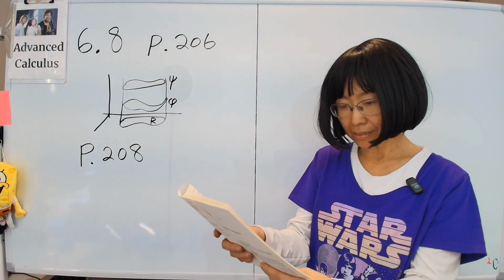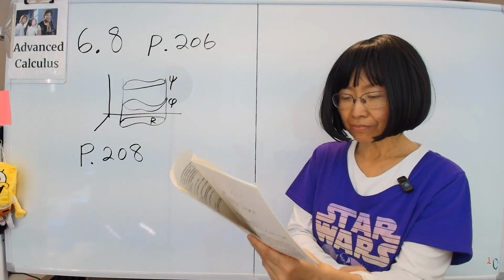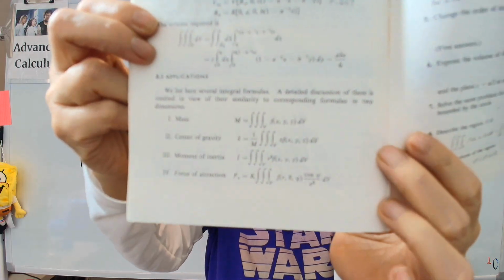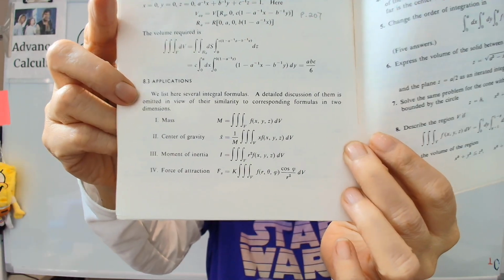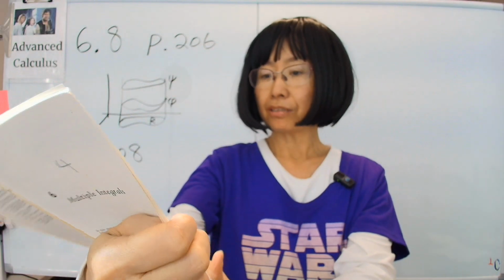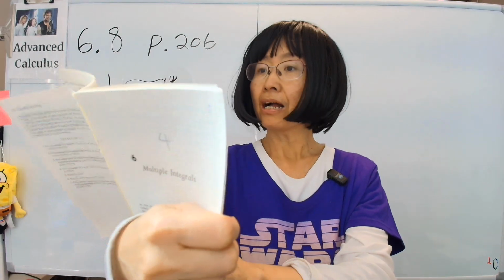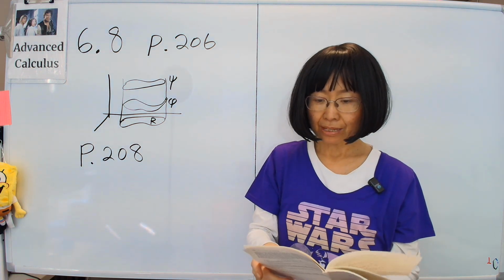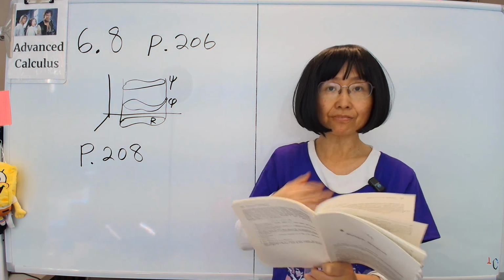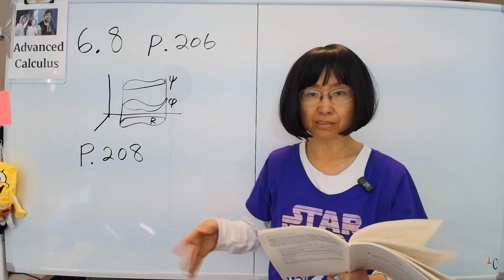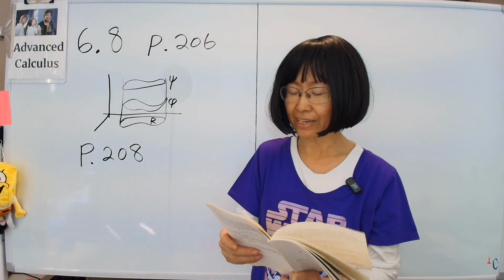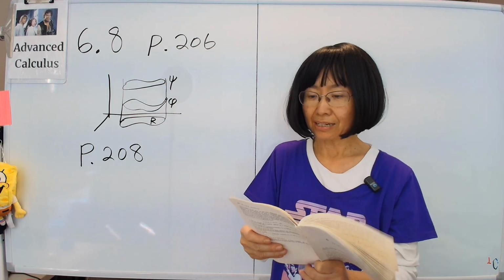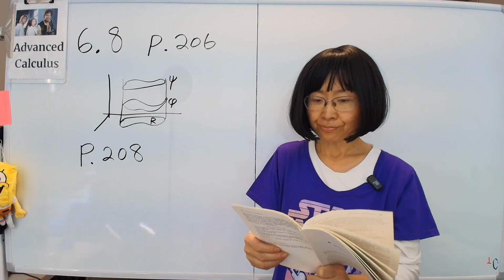And with that, let's go to the bottom, the various applications: mass, center of gravity, moment of inertia. It all has formulas given. Force of attraction, which I don't think we did in the homework. Then let's look at the following page, 209. In all these formulas, the function f represents some sort of density or some other thing. We don't care what it represents, really. It's just a function that's stuck in there. And most of the time, we just take f to be just 1, unless we need to specify something else.